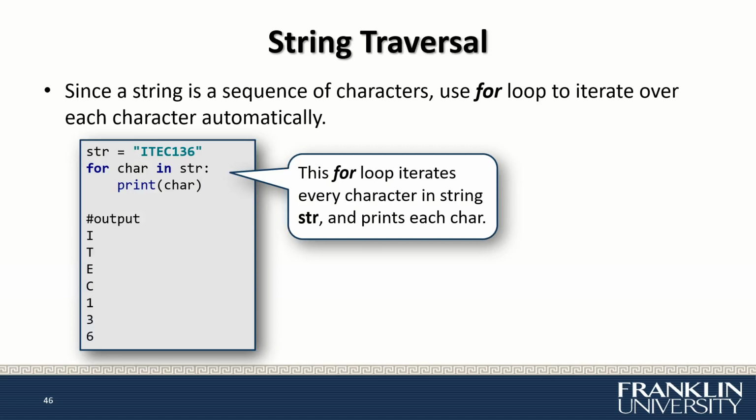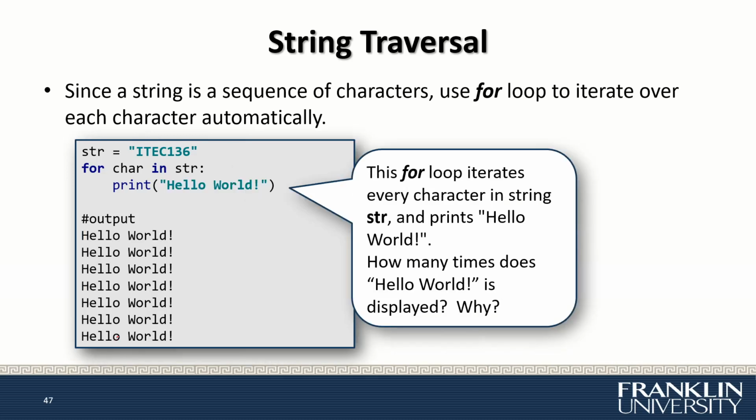Since a Python string is just a sequence of characters, it is very natural to use a for loop to iterate over each character automatically. In this for loop, you typically will see me write something like for char in string. The variable string has ITEC 136. What that really means is for char, which is character, for every character in string, or for every character in ITEC 136, print character. So this will print ITEC 136 on each line. Using this same idea, the for loop can also be used to print a statement 7 times because there are 7 characters in ITEC 136.